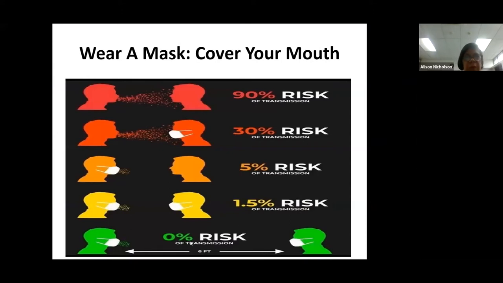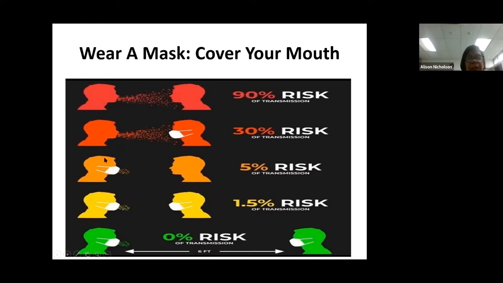In this first picture here, neither person is wearing a mask. So there's a 90% risk of transmission of COVID, the SARS-CoV-2 virus. That's a virus, okay? COVID is a disease and SARS-CoV-2 is the name of the virus that causes the disease. This one is a 30% risk of transmission. So this person does not have on a mask, so whatever he has will be coming out. But because you have on a mask, you have reduced your risk from 90% to just 30%.